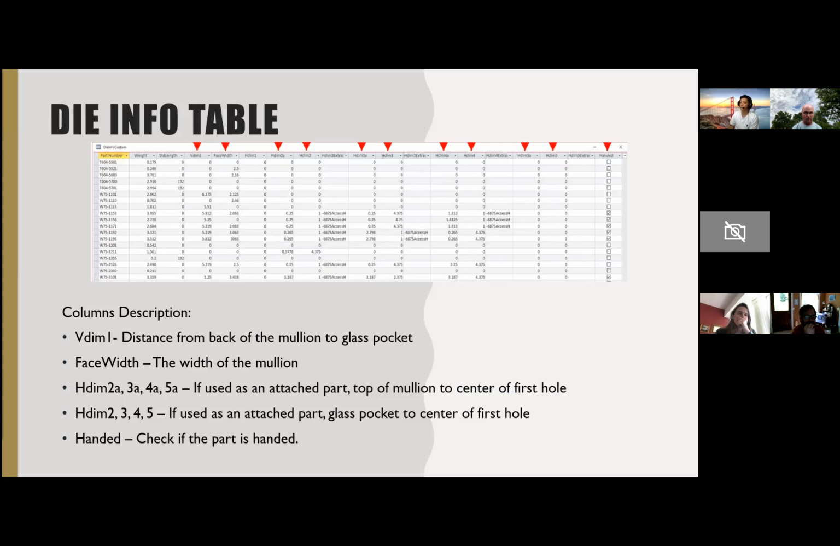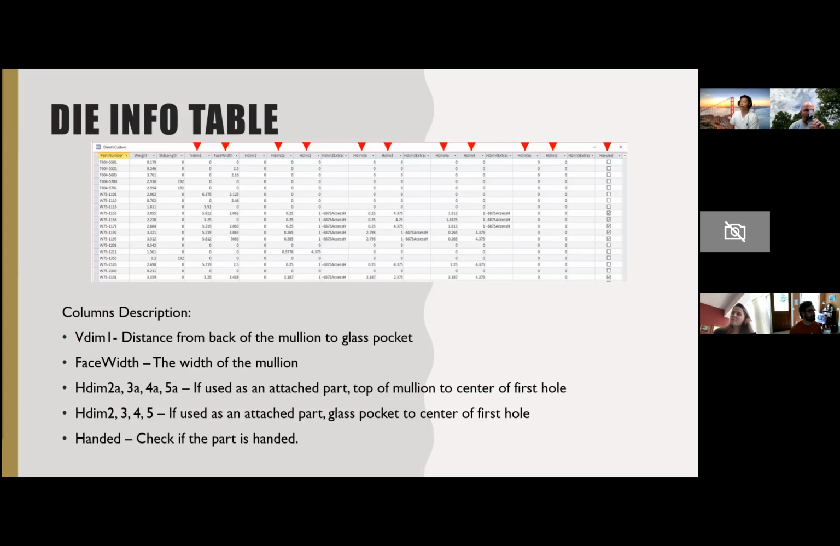Phase width, HDMA and HDM2 actually work as a pair to locate the hole location, such as X and Y, where is the top of the hole on the mullion, the center of the glass pocket or the center of the hole. Last of all is handed part. Handed part means if you check it, the mullion will always come from one direction of the hole location unless we have to force it.